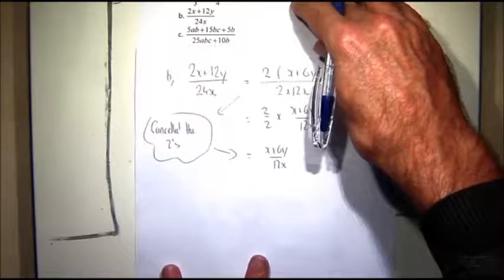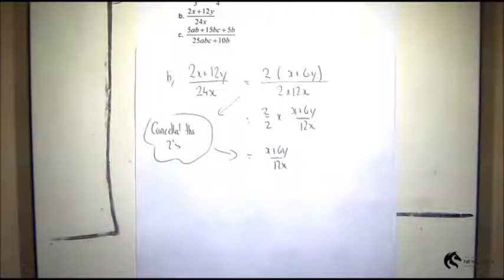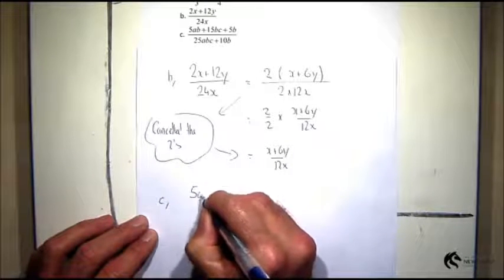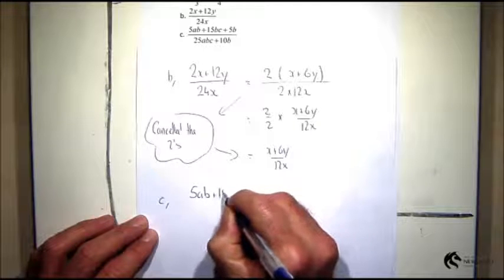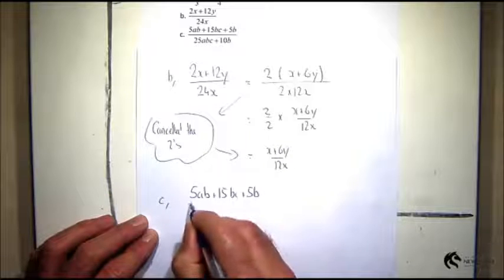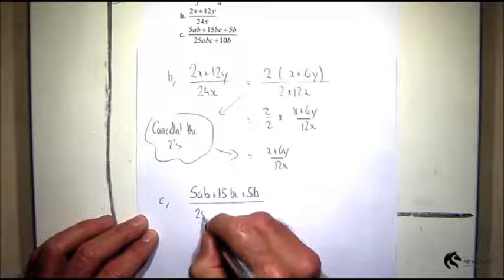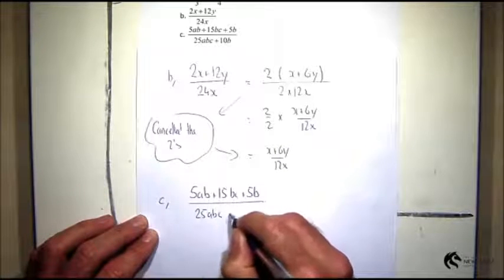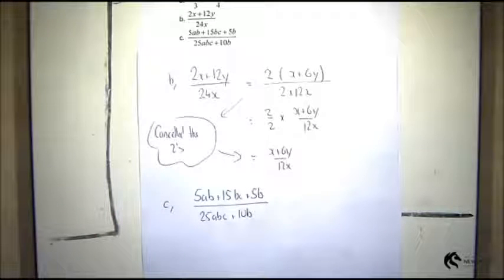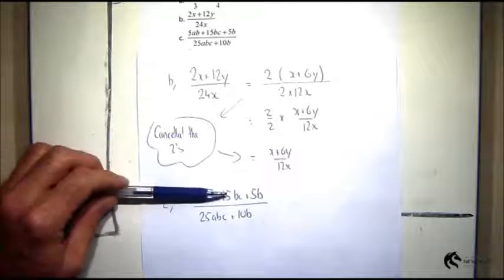So here's another one where we can do the same sort of thing here in C. C is 5ab plus 15bc plus 5b, all over 25a times b times c plus 10b. Can I simplify that? So our task here is, can I see anything that's common to each of the terms in the numerator?